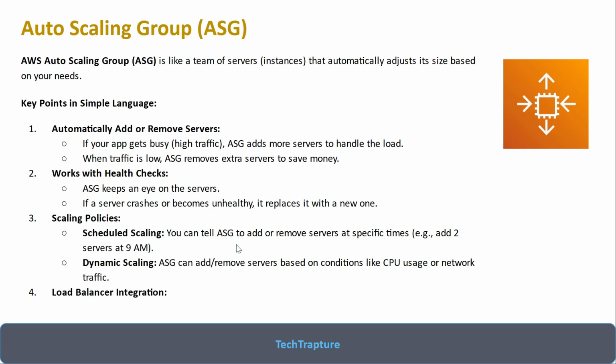And also you can put a load balancer, because each EC2 instance will have a separate IP address, and in order for users to access it with a single IP, you need to attach a load balancer, and you can integrate a load balancer with ASG without any issue. Okay, so this was the theoretical part of the ASG.